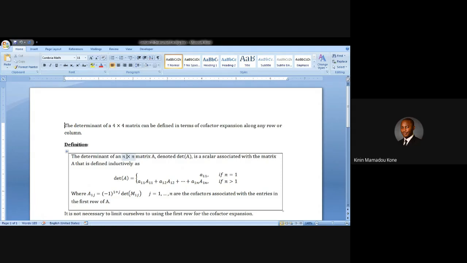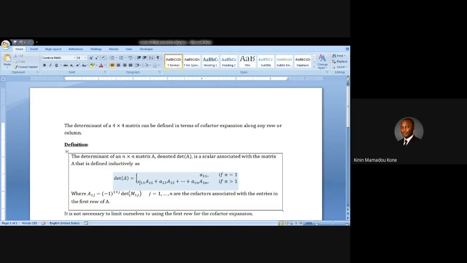Definition: the determinant of an n by n matrix, denoted as determinant of A, is a scalar associated with the matrix A that is defined inductively as follows. The determinant of A is equal to the entry A sub 1 1 if you are dealing with a 1 by 1 matrix, if n equals 1. Now, if n is greater than 1, the determinant of A is going to be equal to, so you fix the row, let's say you fix row 1, and then you move along the columns.